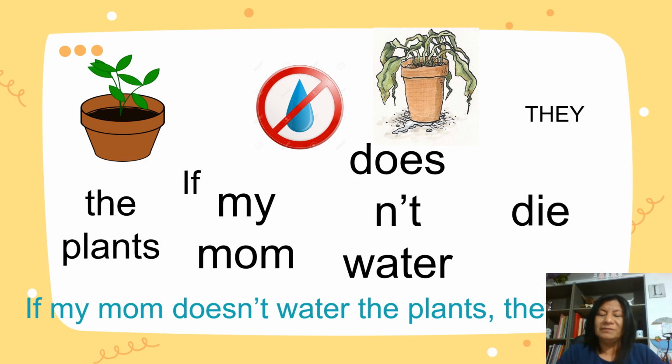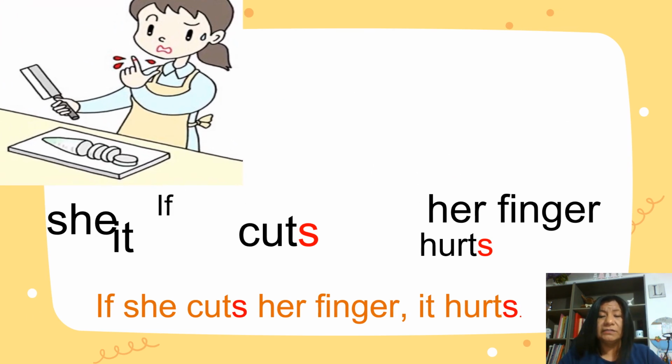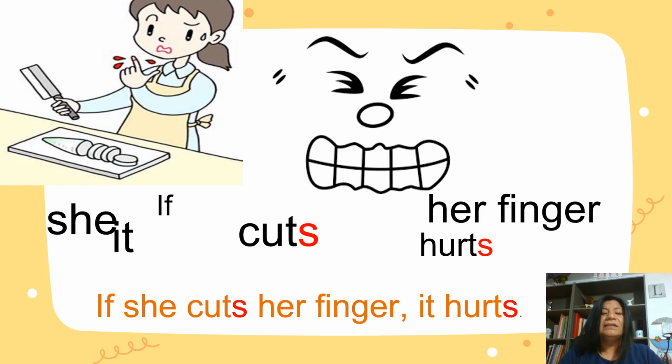It's very important. Okay, let's continue with the next one. So what happened here? Look at the girl. If she cuts her finger, what happened? It hurts. It really hurts. Look at this. Okay? If she cuts her finger, it hurts.